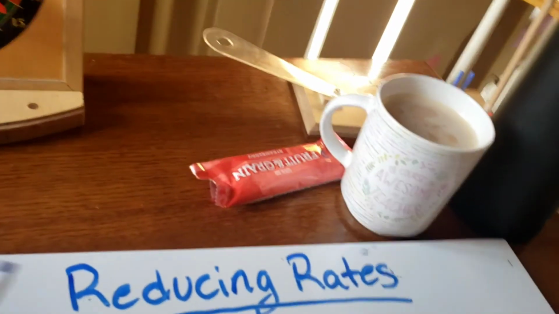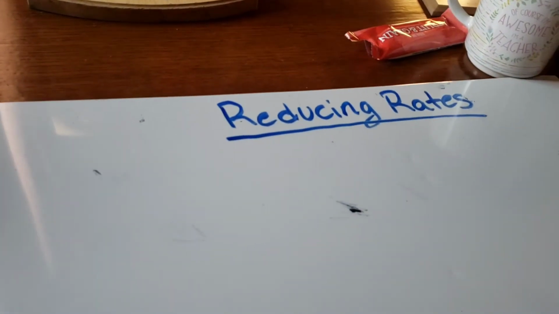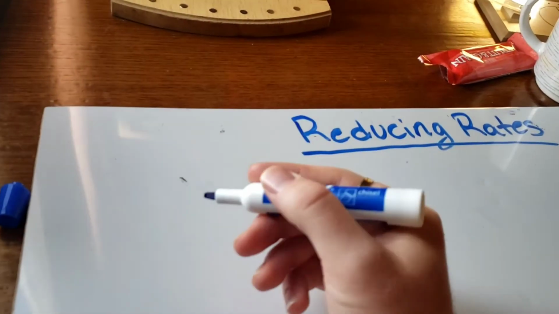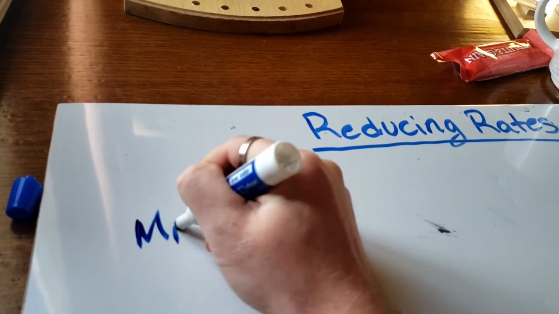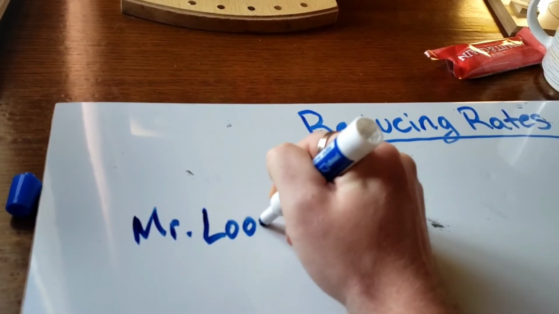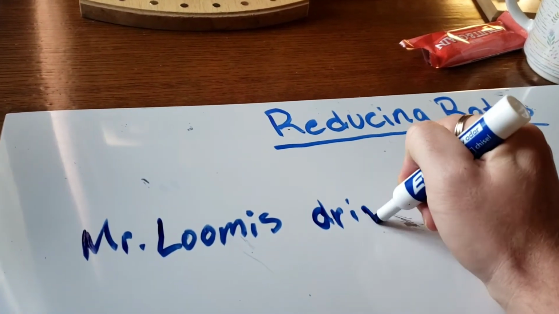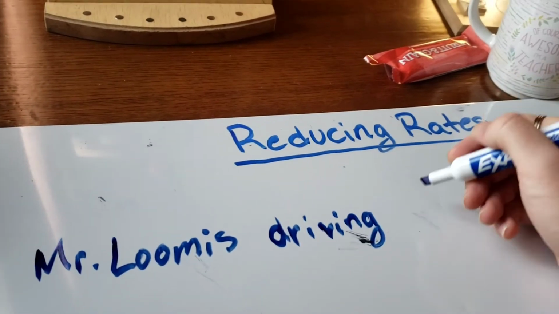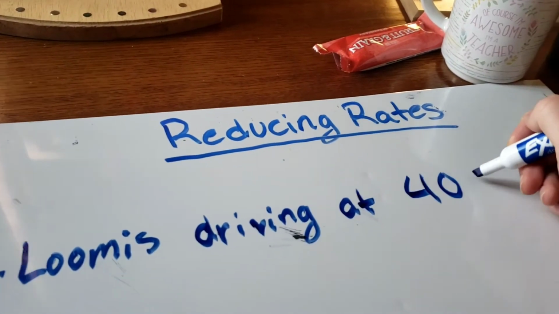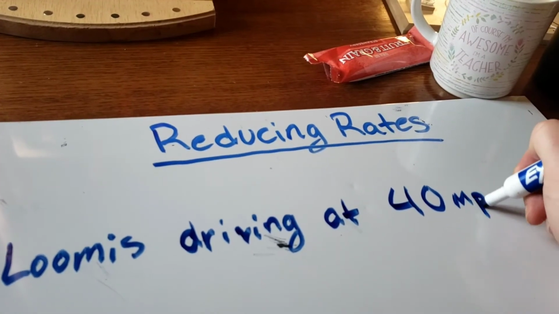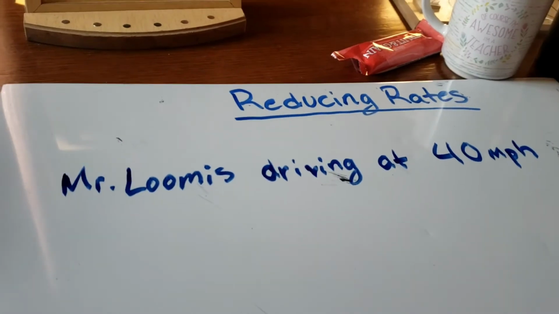So let's just start off with an example. So let's say Mr. Loomis was driving at a rate of 40 miles per hour. All right, so there's our rate that we're going to start working with.